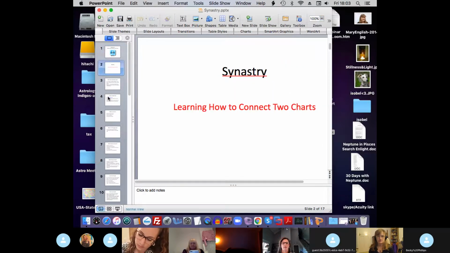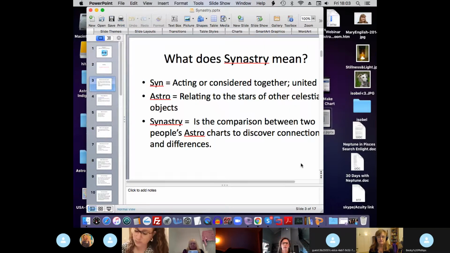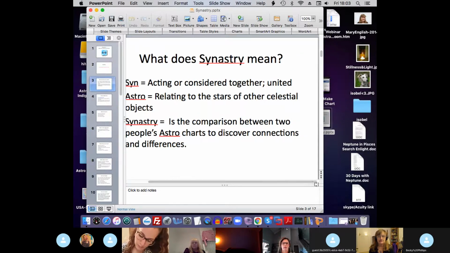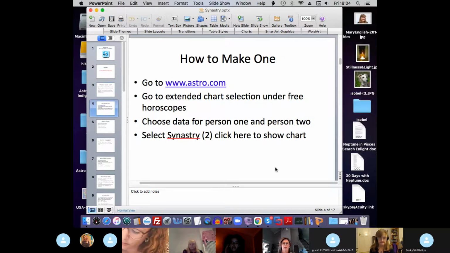So here we go. We're learning about how to connect charts. What does synastry mean? The prefix syn means acting or considered together, united. Astro is relating to the stars or other celestial objects, and synastry is the comparison between 2 people's astrological charts to discover connections and differences.